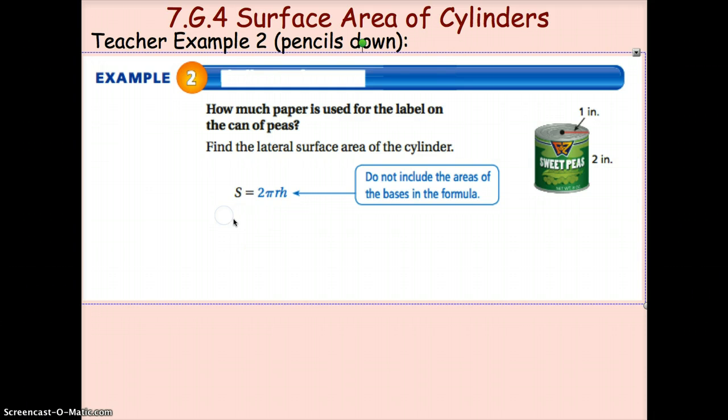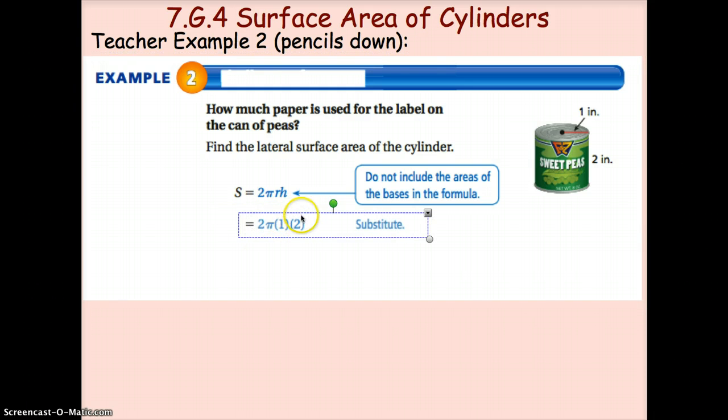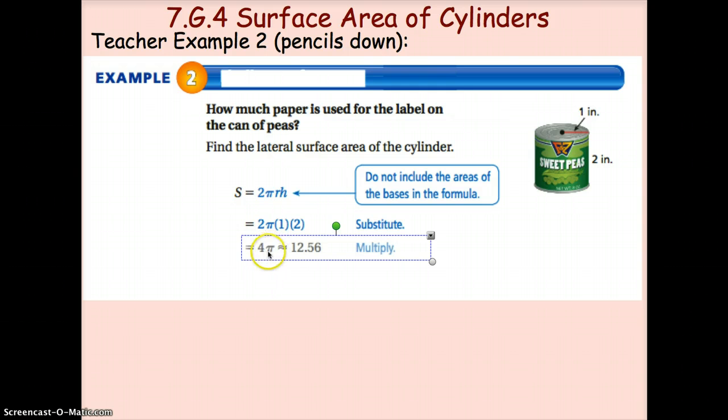Notice I'm not using any area formulas. Now instead of the r, I'm going to plug in the radius, which is 1, and instead of the h, the height of the rectangle, or the height of the cylinder, I'm going to plug in 2. Notice we're given the radius. If you're ever given the diameter, remember you'd need to cut it in half first to find the radius. Now I can multiply my three numbers together. 2 times 2 is 4, times 1 is still 4. And I end up with 4 pi. Then multiplying 4 times 3.14, I end up with 12.56, or 12 56/100ths.